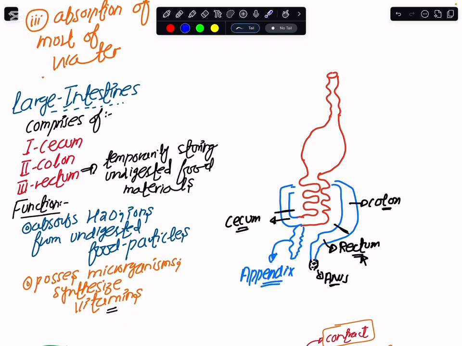So here we are done with understanding the structures that we have in the alimentary canal, and in the next class we will see how the physical and the chemical digestion of the food is brought about.